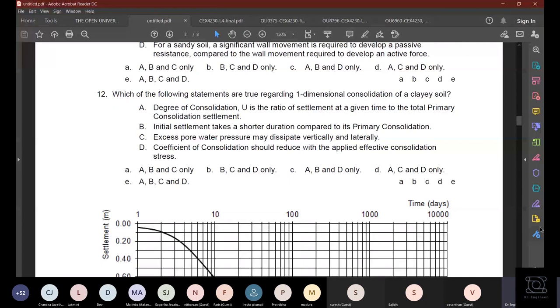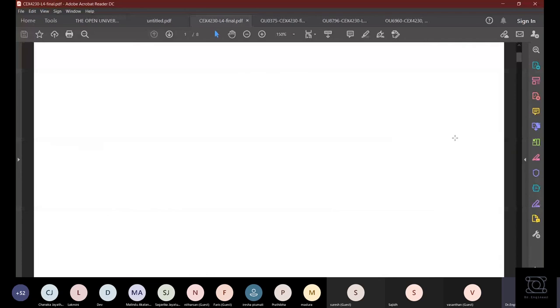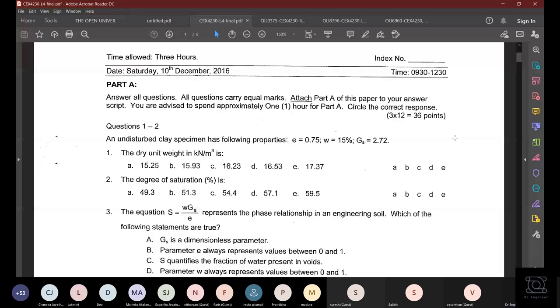So here again, similar questions. They're asking us to find the dry unit weight and the degree of saturation. So we'll quickly see that. So how to find the dry unit weight? I'll quickly share the whiteboard so you can do the calculation.